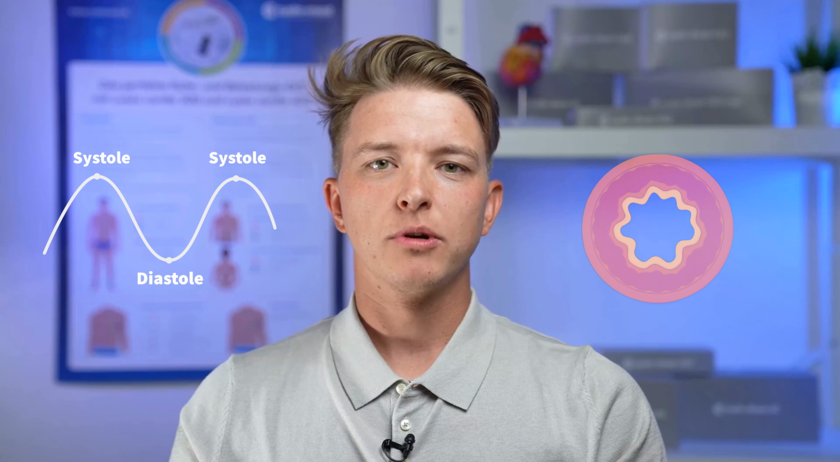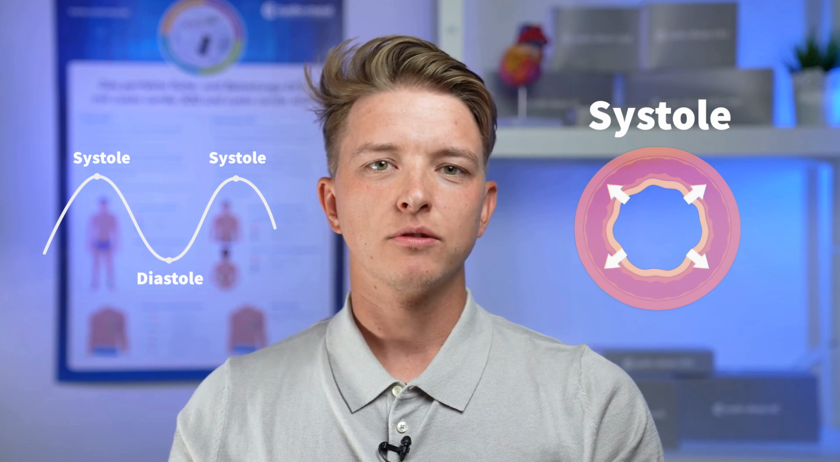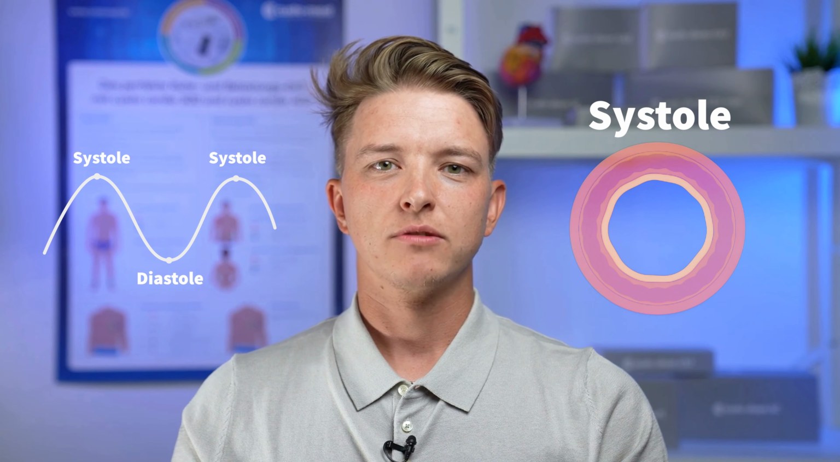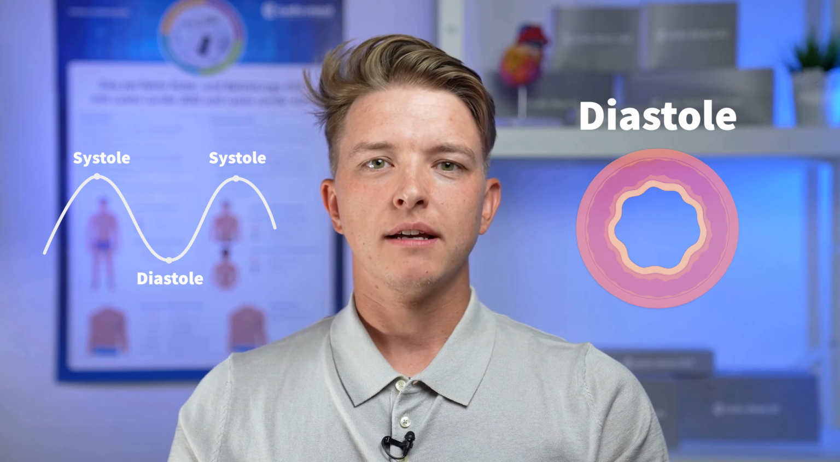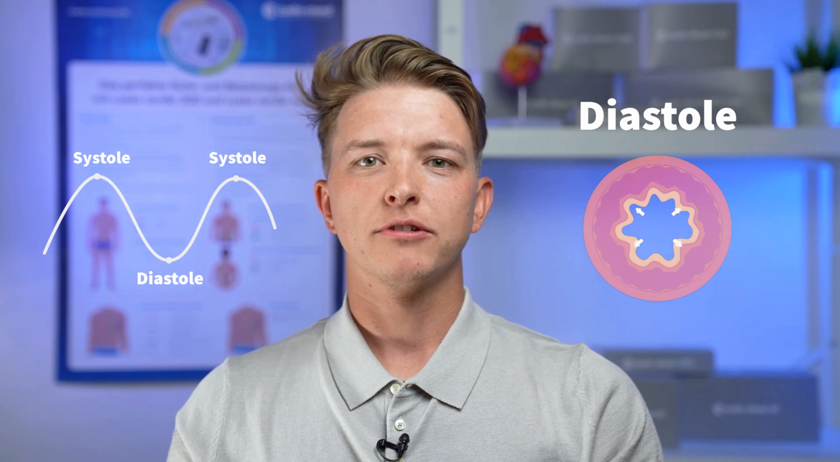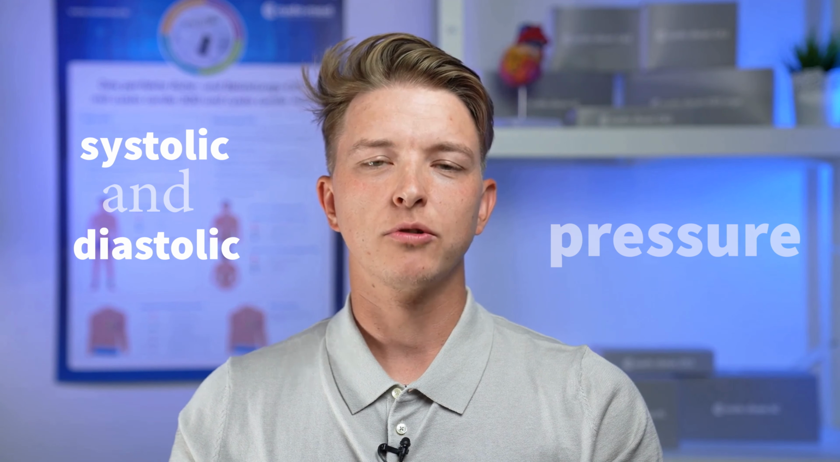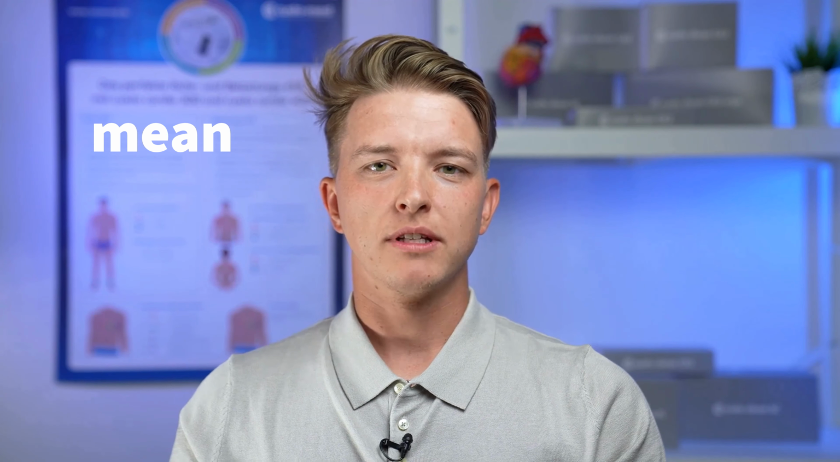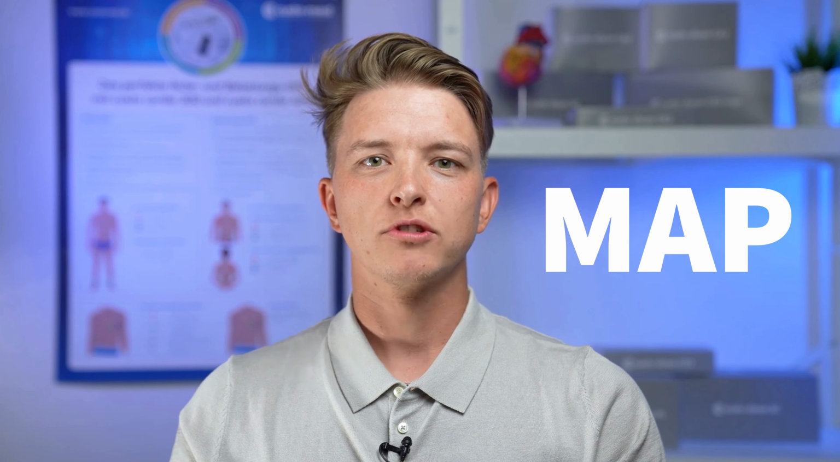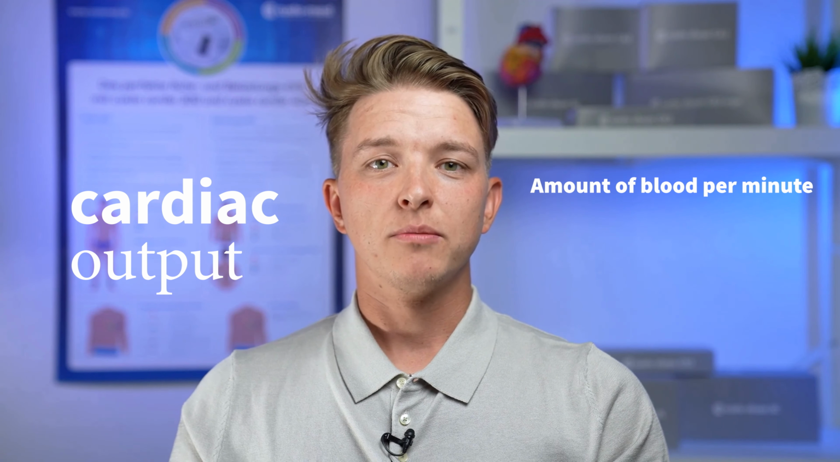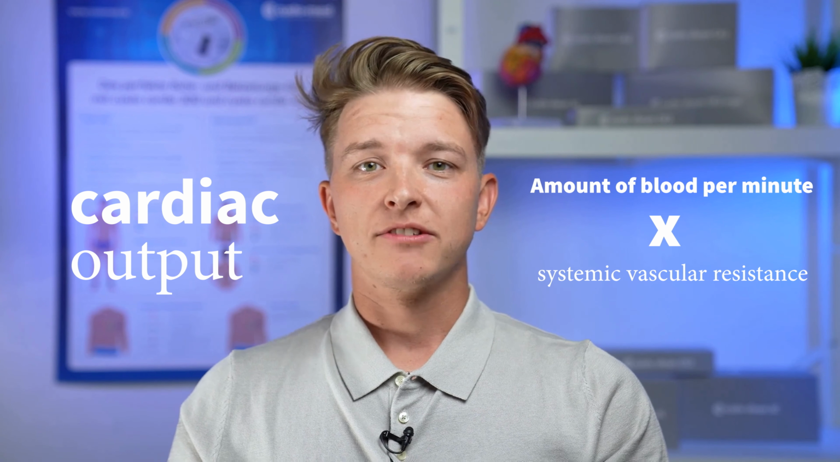Let's briefly look at the basics. Blood pressure is the force with which blood is pumped through our vessels. It depends on the one hand on the heart, how strongly and regularly it pumps, and on the other hand, on the properties of the arterial walls, such as their elasticity. To simplify it, pressure equals flow times resistance. Blood pressure consists of 2 values, systolic and diastolic pressure, the 2 extremes within the vascular system. From these values, we can also calculate the mean arterial pressure, or MAP. It equals the cardiac output, the amount of blood pumped per minute, multiplied by the systemic vascular resistance.